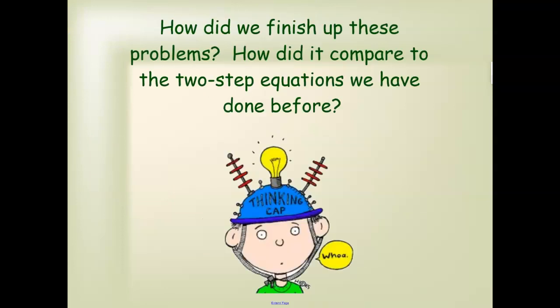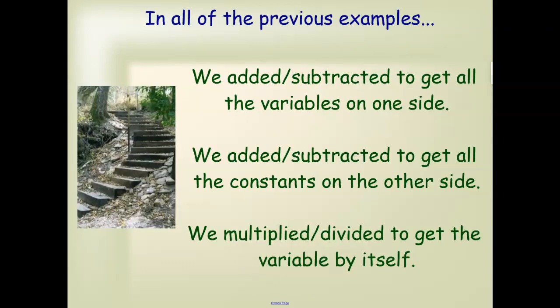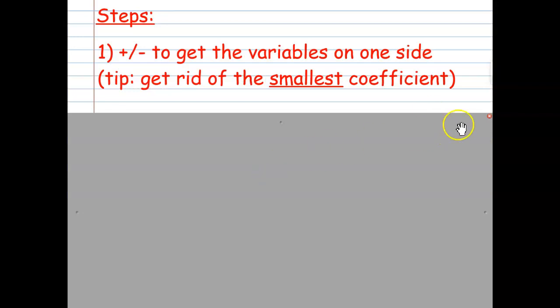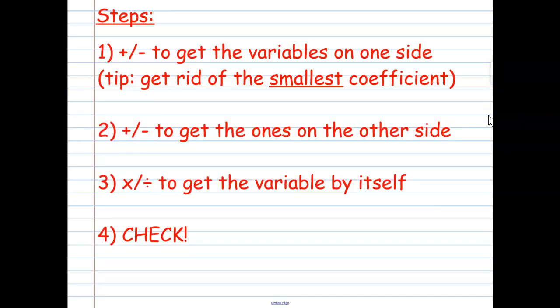All right, so all those problems, we finished them up the same way we did two-step equations. So just to recap, we added or subtracted to get all the variables on one side. We added or subtracted to get all the constants or 1's on the other side. And then we multiplied or divided to get the variable by itself. Go ahead and hit pause, copy down these steps.